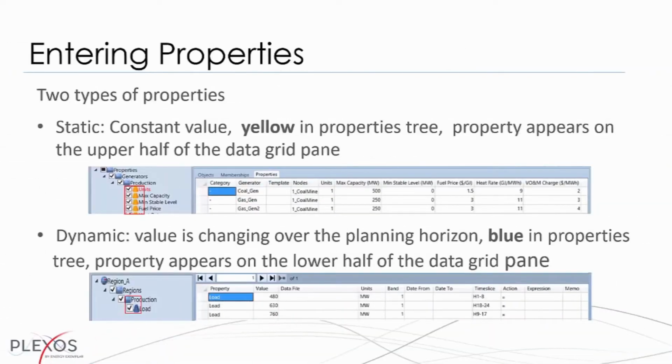Entering properties. There are two types of properties. We have static or constant value, which is colored in yellow in the properties tree. The property appears on the upper half of the data grid pane. And the other type is the dynamic. The value is changing over the planning horizon. It's colored in blue in the properties tree. The property appears on the lower half of the data grid pane.